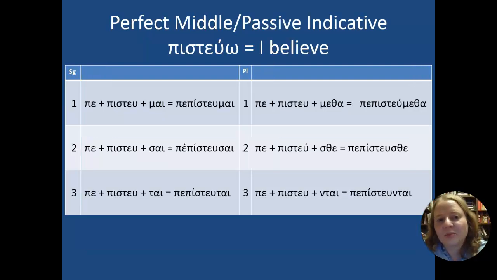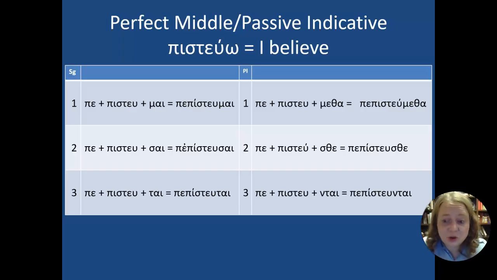This is what it looks like with the verb pisteuo, because I prefer that one. So I have been believed, I have been trusted is even a good translation of this. You take the stem, pisteu, add to it a doubling of the first letter, pe pisteu, and then add straight on that ending, so no connecting vowels, so pepisteumai. And add the second person one, pepisteusai. Third one, pepisteutai. Fourth one, pepisteumetha. Pepisteuste and pepisteuntai.